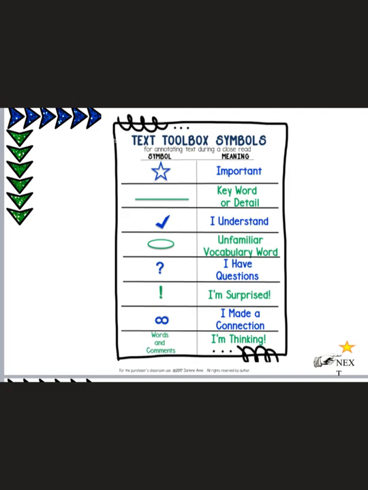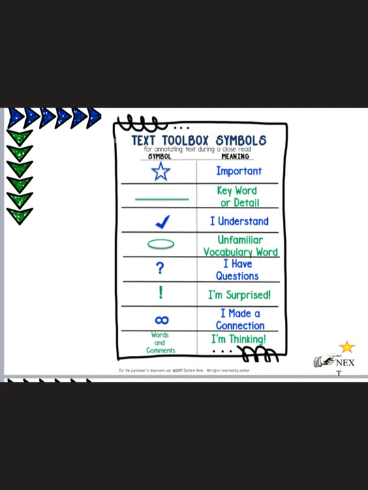A check, I'm going to put a check by something that I understand, so that way I know, check, I've got it done. If I circle something, that is an unfamiliar vocabulary word. And I'm going to use that so I can know that I need to go back and look up that word later. A question mark is just that. I'm going to put a question mark by either a passage or an idea that I'm going to go back and talk about later.